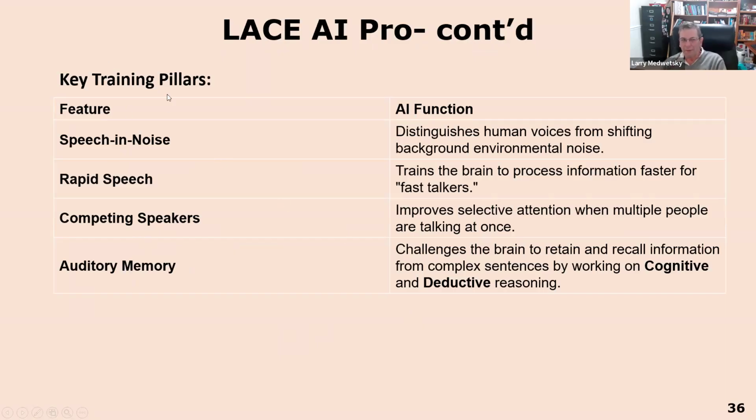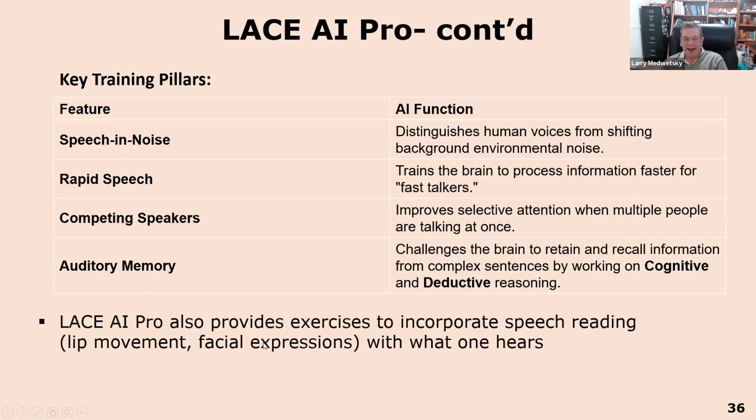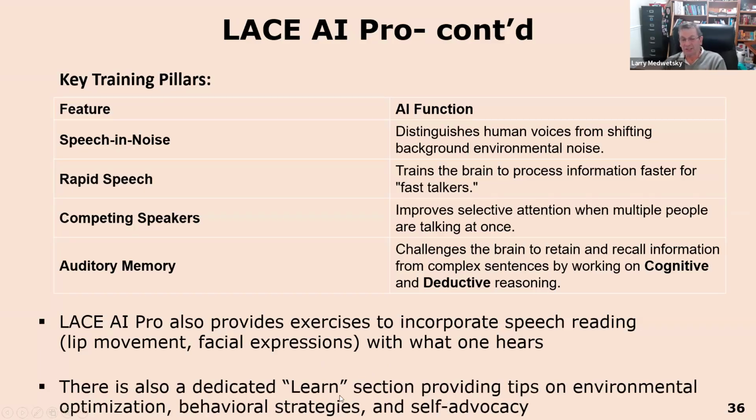But these are the four main areas of work: speech and noise, being able to process speech rapidly, being able to listen to one person and block out another talker, and improving your ability to remember information. It also has exercises to incorporate speech reading, lip movement, and facial expressions. So it's not just auditory, but also speech reading. And there's also a learn section for tips on environmental optimization, behaviors, and advocacy.